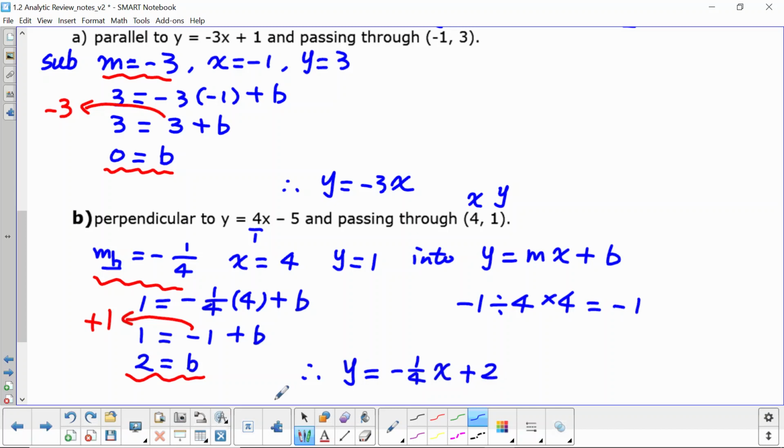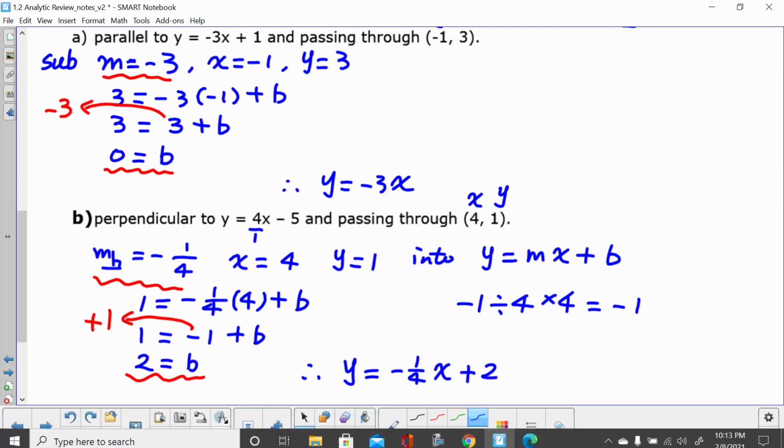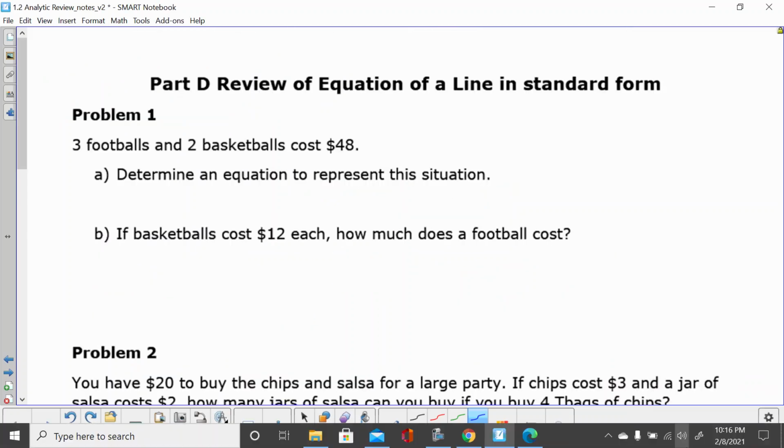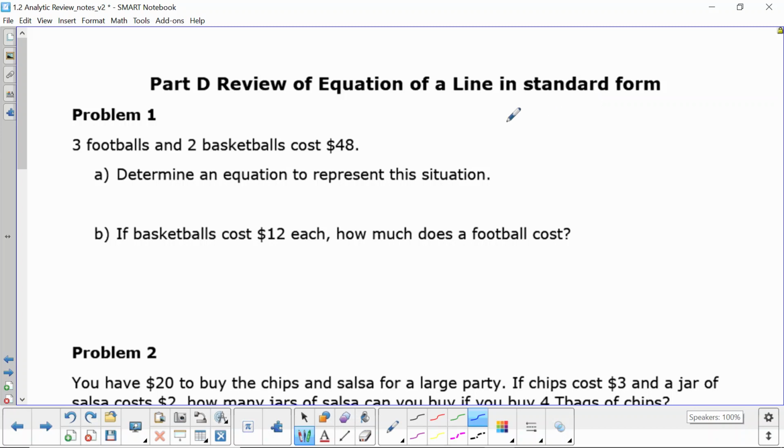Check your answer. It will be word problems and in standard form for equation of a line.